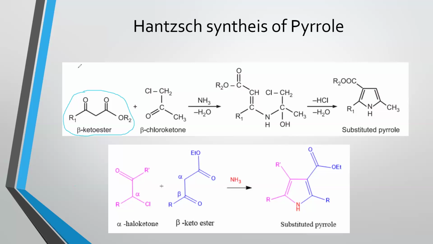So what happens in case of Hantzsch synthesis of pyrrole? A beta ketoester will react with an alpha chloroketone. Here it is written beta, but there is a correction. It will be alpha chloroketone. This alpha chloroketone will react with the beta ketoester in presence of ammonia.